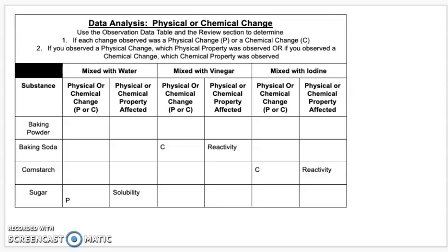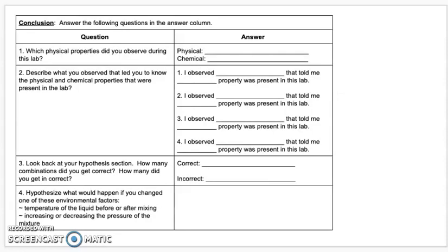All right, so you should have this whole table filled out, and sometimes it's hard, but that's okay because we can talk about it more tomorrow if you have questions. Let's go to our conclusion questions. So now we need to say, which physical properties did you observe during this lab? Again, that's my bad on the question. It should also say chemical properties. I gave you both for your answer.